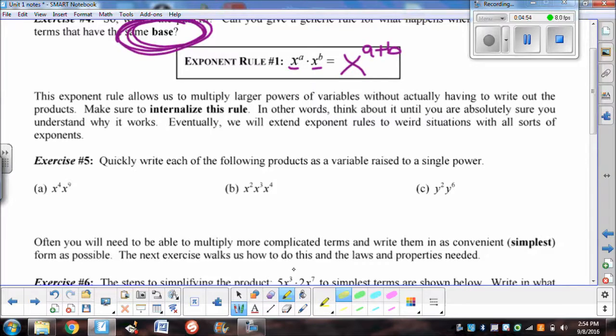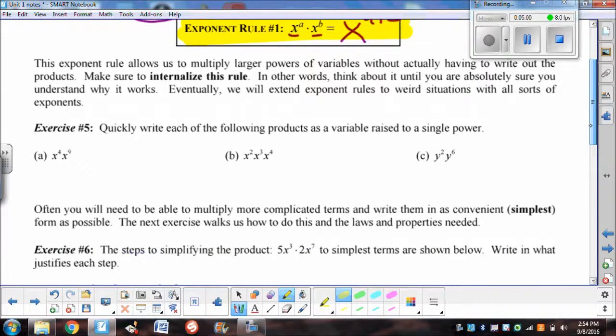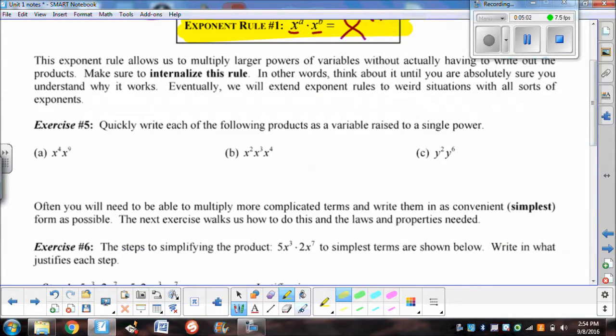So highlight that. Do whatever you've got to do to put that in your brain. If you want to start making some index cards, that's a great thing to put on an index card that you could study. Okay, because this is something that we're going to have to internalize. This rule is going to have to become very automatic and very quick, so you're going to have some great fluency with it.